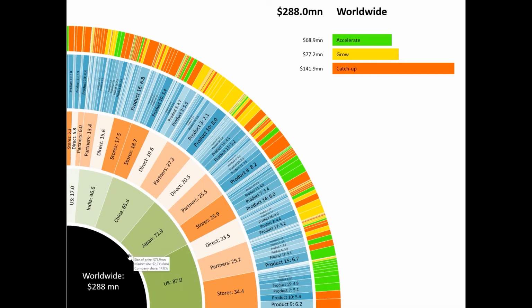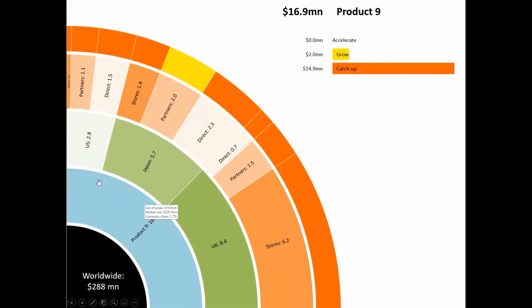Each of these bars tell us how a segment is performing, green indicating that that segment is performing well, and red indicating that the segment is not performing well. So if I want to understand why product 9 in the stores channel in the UK is not performing well, is that because product 9 is not doing well in general? I can click on it and get a drill down that shows how product 9 is performing, and it's clear that it's not performing well anywhere except in the partners channel in Japan where it's doing okay.